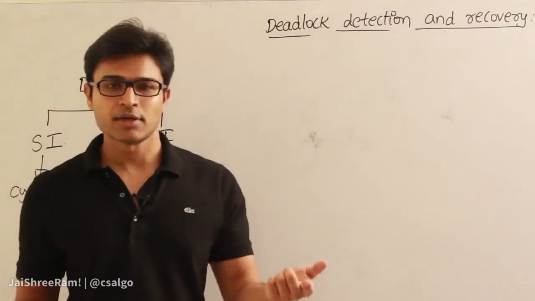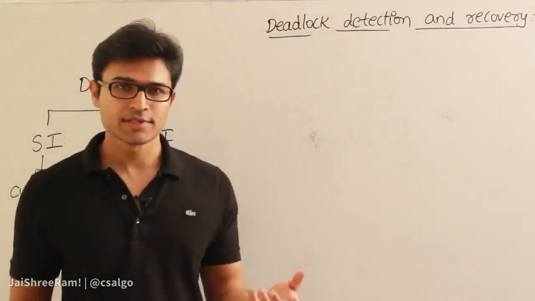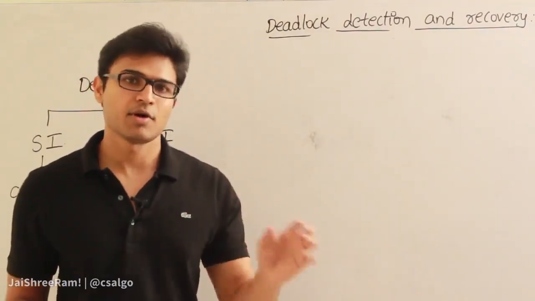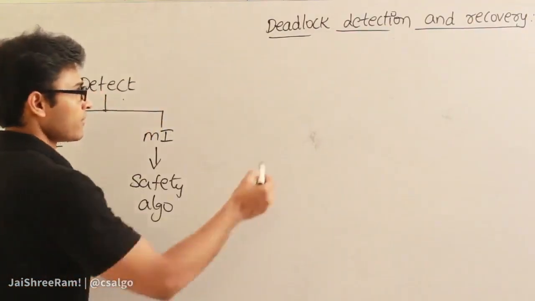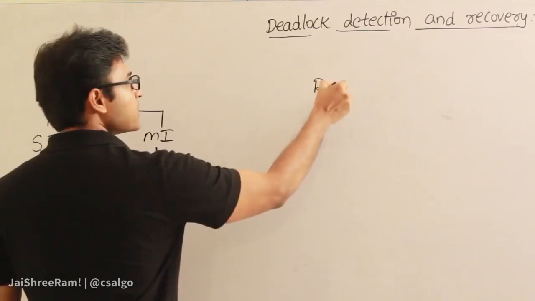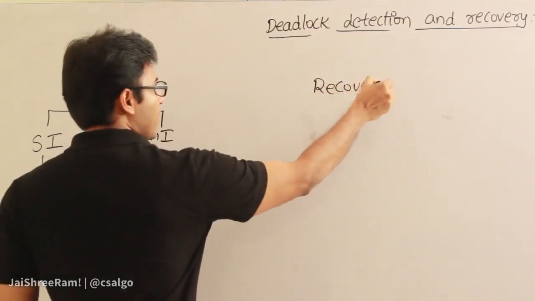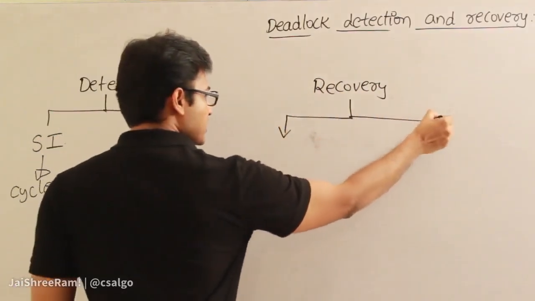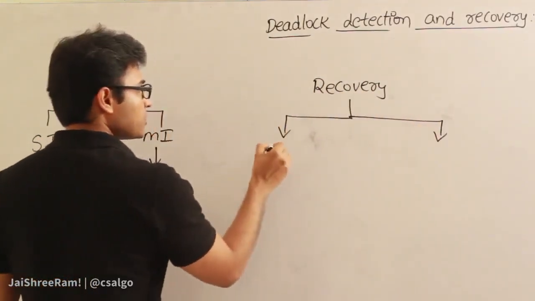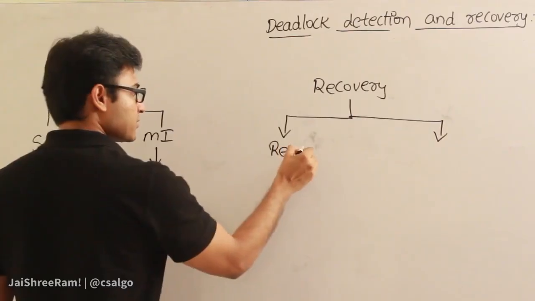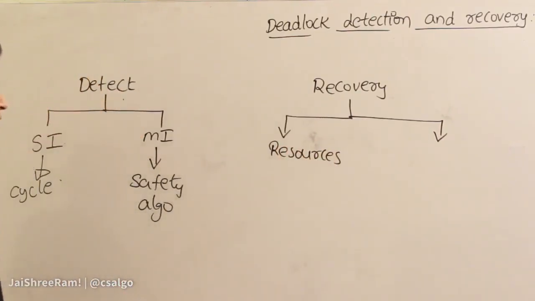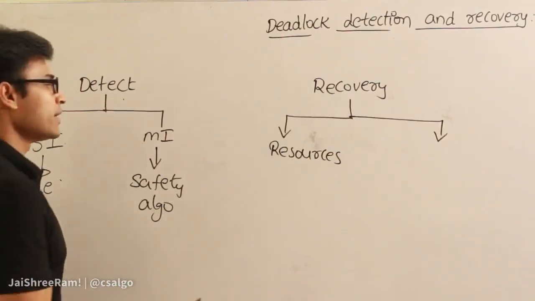And after detecting the deadlock, what your operating system should do is take some measures so that this deadlock can be resolved somehow, right? That is called recovery. Now let's talk about recovery methods. You can follow two approaches to recover from the deadlock. One approach is to take some actions on the resources, right? And then you can recover from the deadlock.